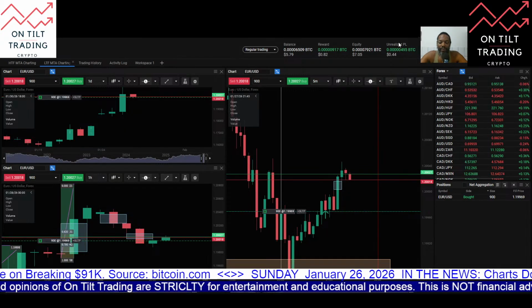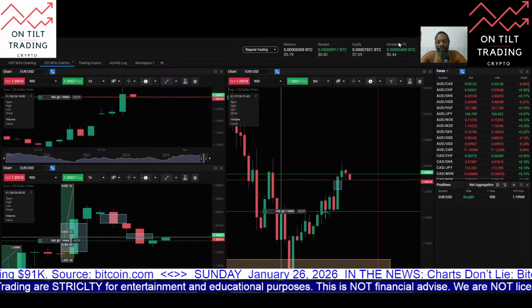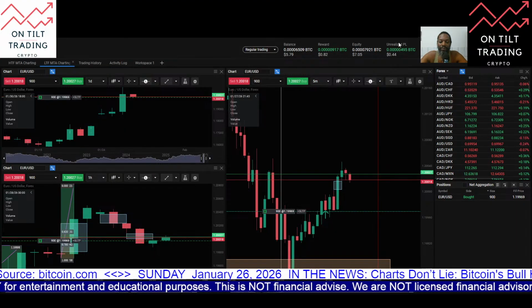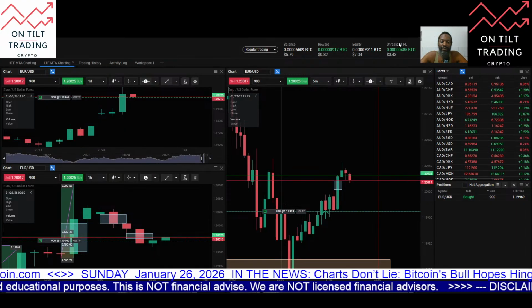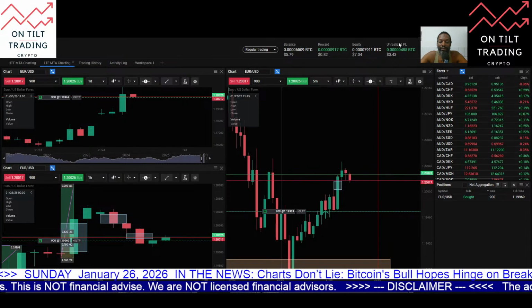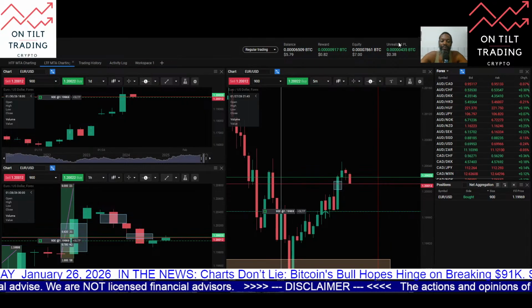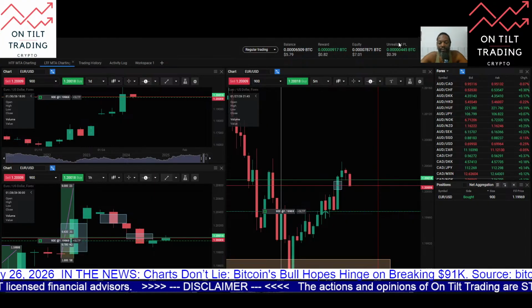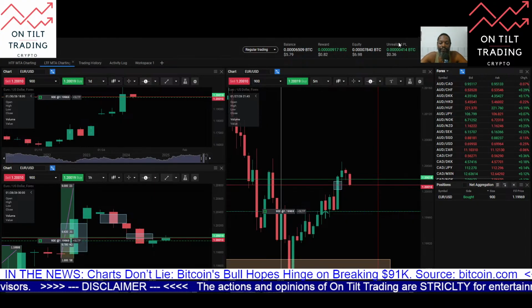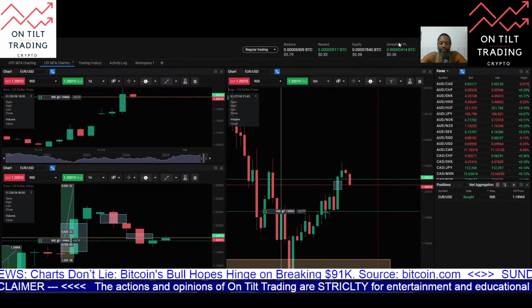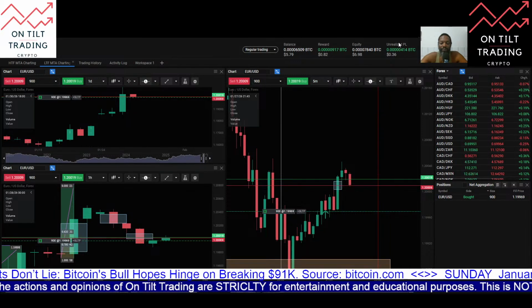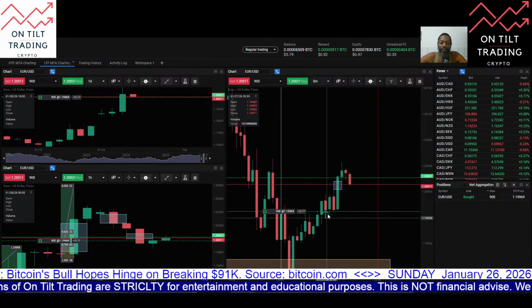Still consolidating here. Looks like it's putting in a new 5-minute low. There it is. So price looking to return to this bullish fair value gap. Now price is trading within the fair value gap. I'm gonna pull this arrow back.